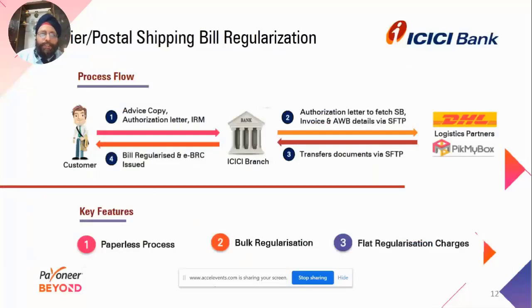So just a brief on the postal and courier shipping bill regularization. First and foremost, the inward remittance advice is required in case the money comes through the RTGS route. In case of Nostro, it automatically gets generated. Once the bank is able to generate this inward remittance message in EDPMS, and you have given us an authorization to fetch shipping bill, invoice, and airway bill details from DHL or Pick My Box, these details will automatically be fetched. Once these basic details are available, all you need to do is give us the instruction which inward remittance belongs to which shipment. Once these basic details are given, the bills get regularized. This is as seamless as possible.